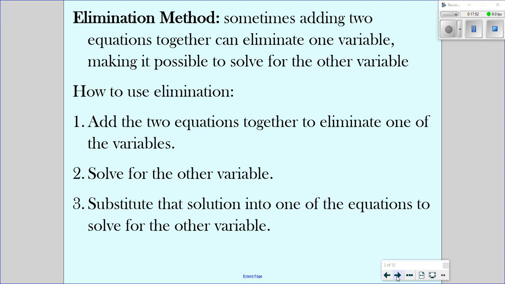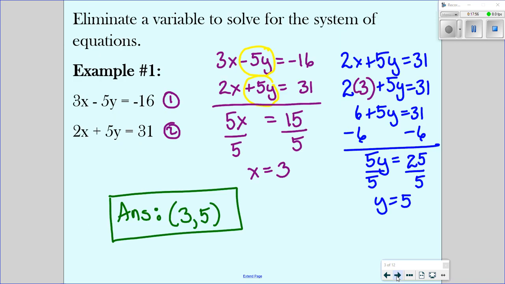This is the third one where it's solved by elimination, where basically you find a term that is the same, like in this example, negative 5y and 5y, but one of them has to be negative and the other one positive in order to eliminate that variable to solve for the other one. Once you solve for the other one, you plug it into one of the equations to find the second variable. And once you got both, you put it in coordinate form, and then you have your solution for those 2 equations.